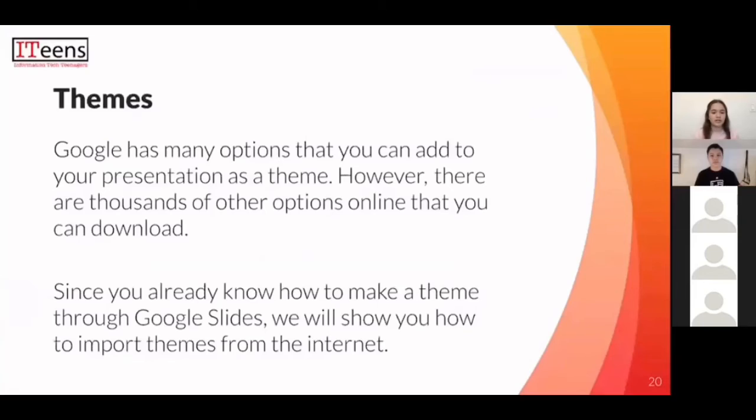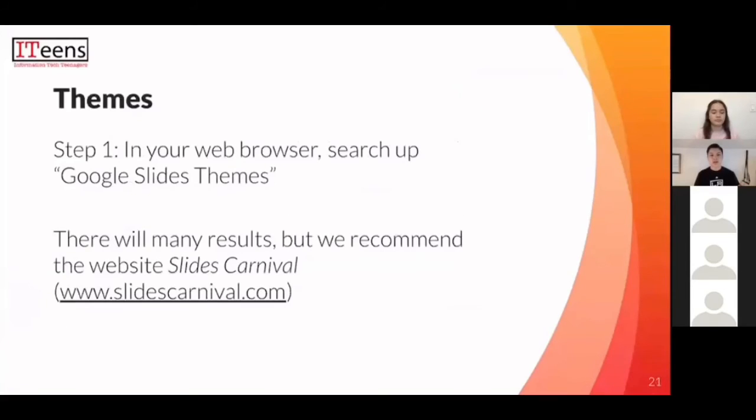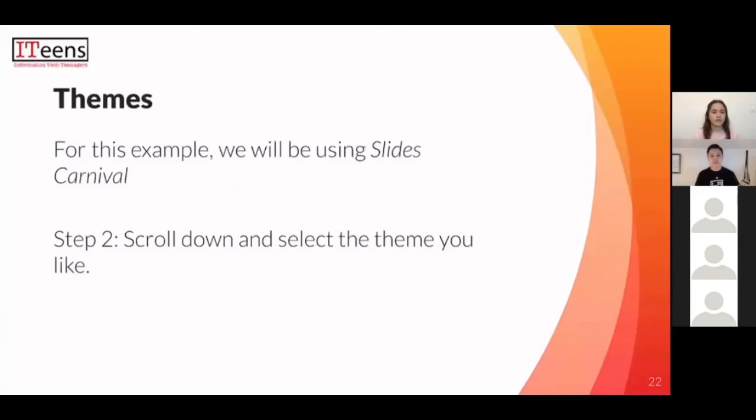Themes. Google has many options that you can add to your presentation as a theme. However, there are thousands of options online that you can download. Since you already know how to make a theme through Google Slides, we will show you how to import themes from the internet. Step 1. In your web browser, search up Google Slides themes. There will be many results, but we recommend the website Slides Carnival. For this example, we will be using Slides Carnival.